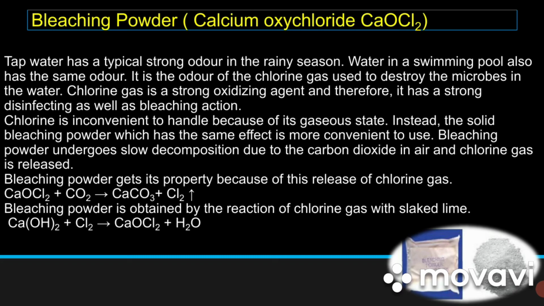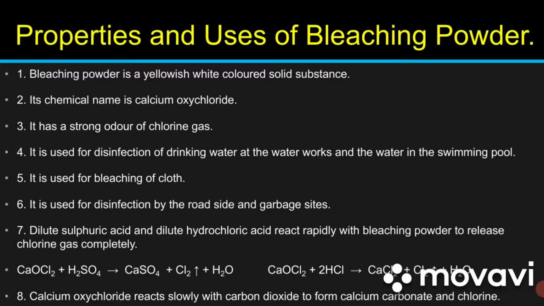Bleaching powder is obtained by the reaction of chlorine gas with slaked lime, that is calcium hydroxide. Calcium hydroxide Ca(OH)2 plus Cl2 gives CaOCl2 plus H2O.